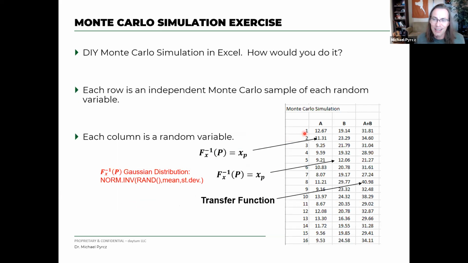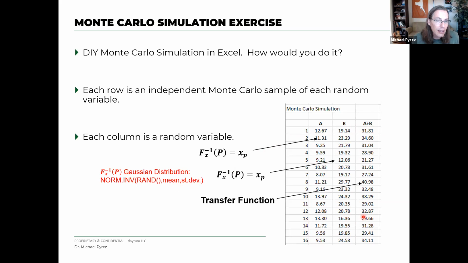If you want to do it in Excel, I just want to convince you how easy this is. You could use this command right here to get a random value from a Gaussian distribution with a certain mean and standard deviation. You could repeat that for A formation. You could repeat it for B formation. You could do the summation. Each one of those is a realization of the total thickness.